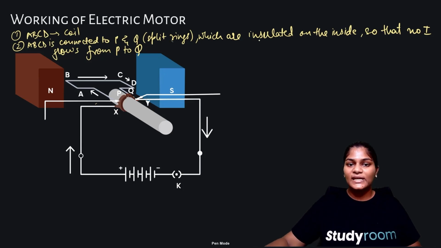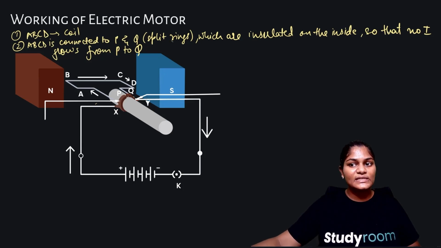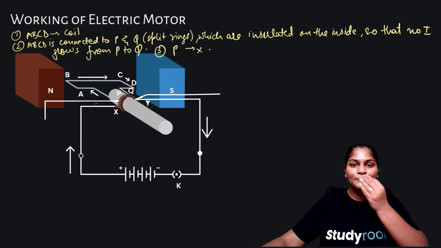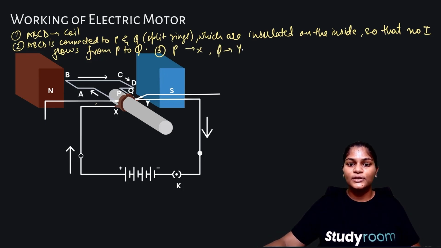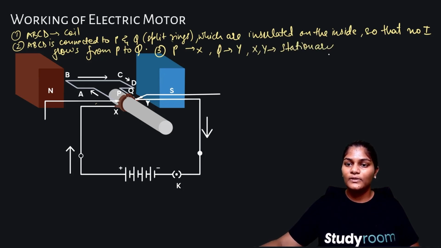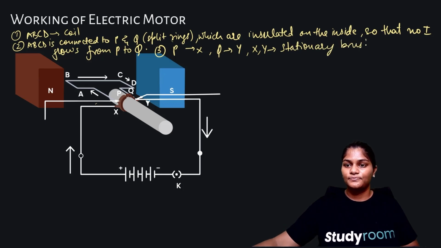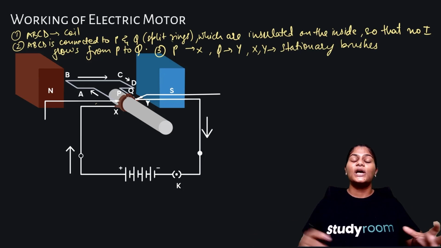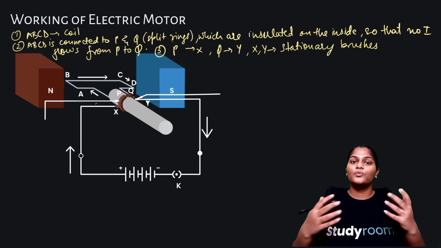Okay, so we said that ABCD is insulated on the inside so that no current flows from P to Q. The third thing is that P is connected to X and Q is connected to Y. X and Y are stationary brushes. Stationary conducting brushes. Okay, they are also conductors. Now I come to the working of it.